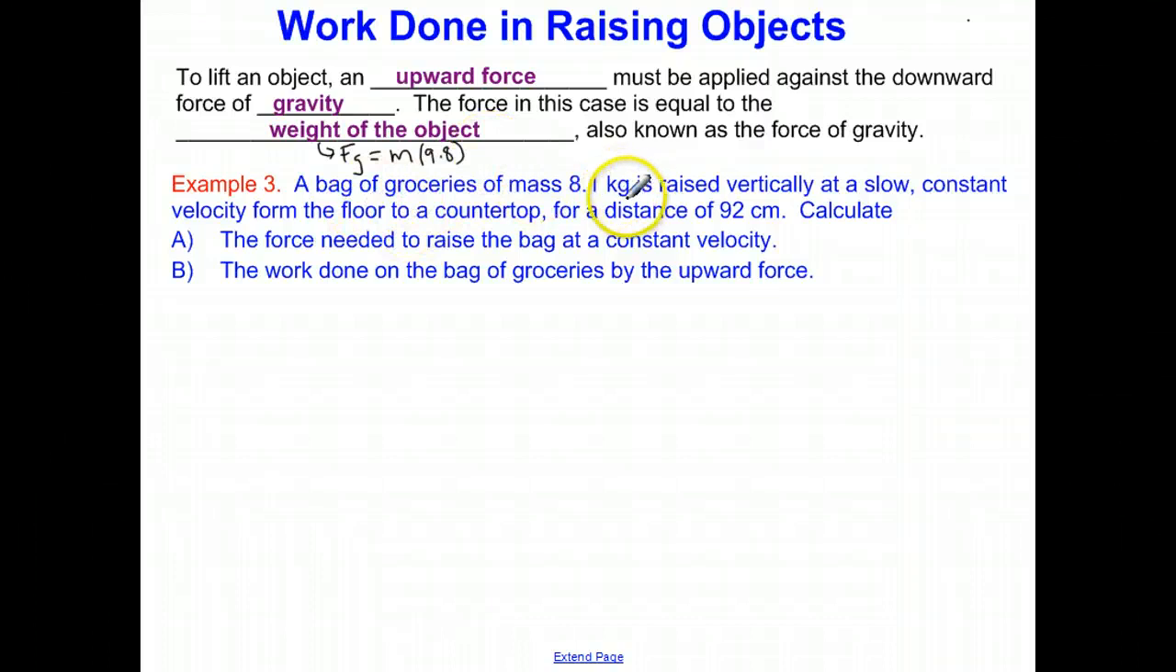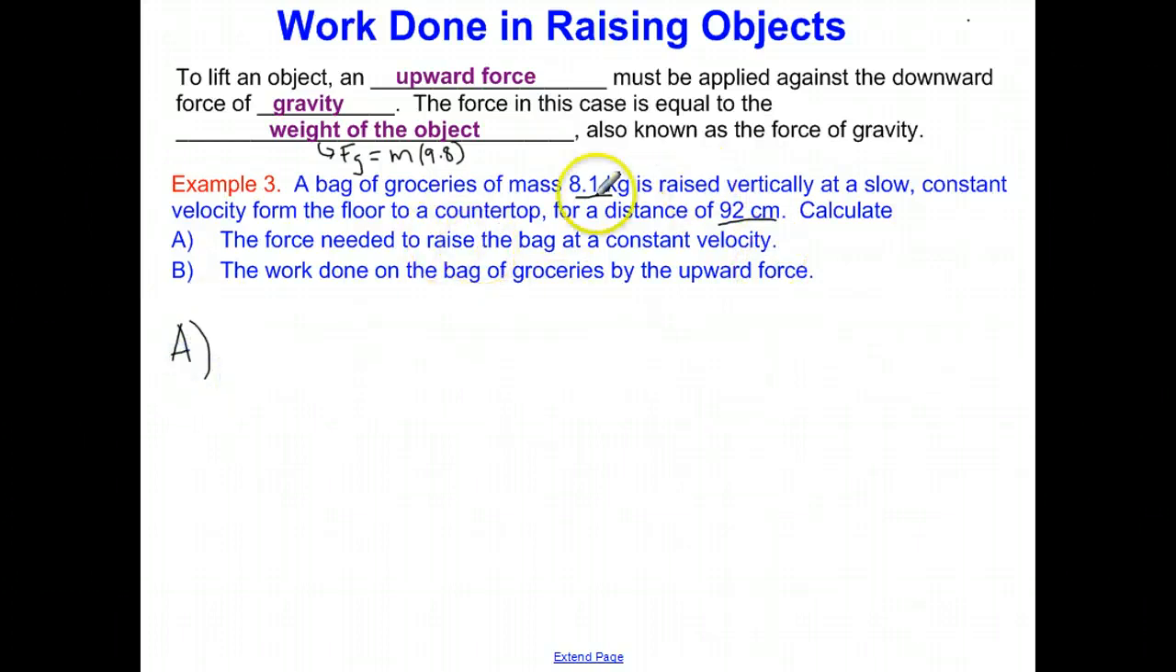So a bag of groceries with this mass, 8.1 kilograms, is raised vertically at a slow, constant velocity from the floor to a countertop over this distance. Calculate the force needed to raise the bag at a constant velocity and calculate the work done on the bag of groceries by the upward force. So let's look at A first of all.